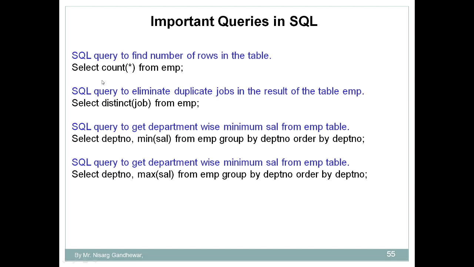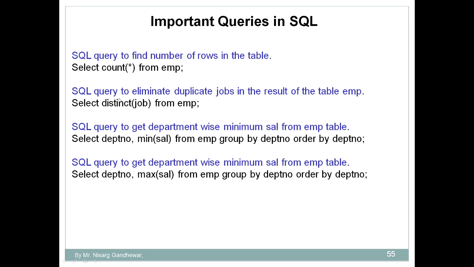The next question is: write a SQL query to eliminate duplicate jobs in the result of the table employee. See, in the previous video we saw how to remove duplicates from the original table itself. That means we were removing the duplicate row from the table itself, but in this case our problem statement is not to remove the duplicate from the table but to remove the duplicate from the result itself.